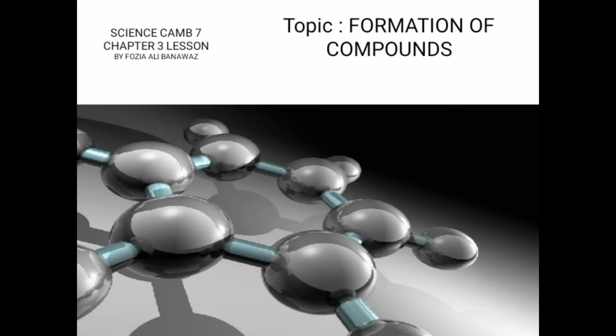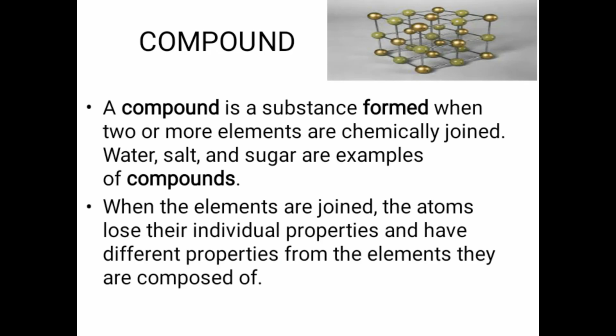Class, today we have the last topic of chapter number 3, that's about formation of compounds. So, we know what a compound is and how it is formed and what it is made up of. A compound is any substance which is formed when two or more elements are chemically joined. For example, water, salt, sugar are examples of compounds.